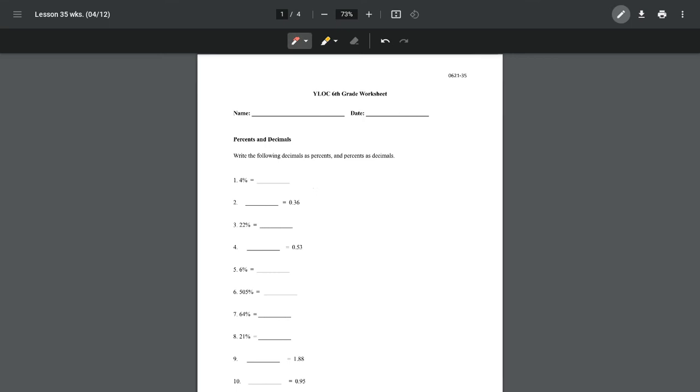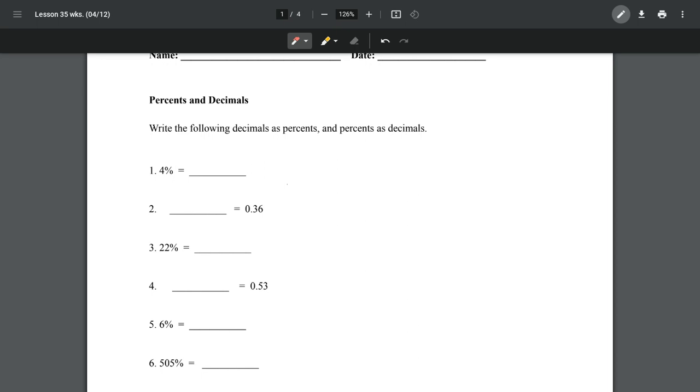Hey guys, this is lesson 35 and let's go ahead and get started. So, percents and decimals.